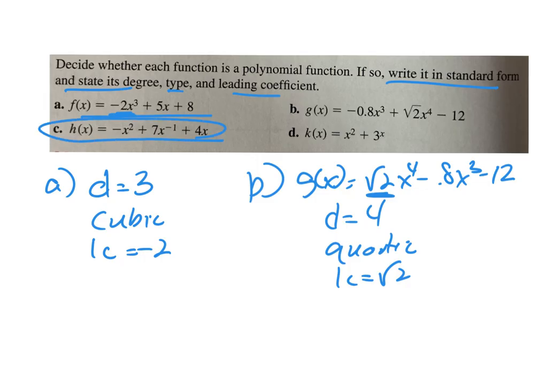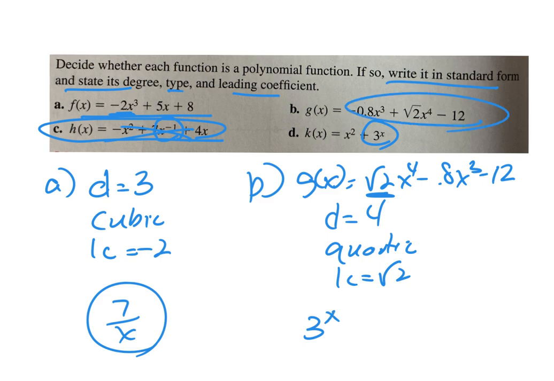Part C is not a polynomial because of that negative exponent. Remember, negative exponent flips things. If you have an x in your denominator, like that term would be 7 over x, you cannot have an x in your denominator and it be a polynomial. So that's not a polynomial at all. This one is also not a polynomial because you cannot have x as an exponent. Your exponents must be numbers. So that's also not even a polynomial, so we don't have to worry about the rest of the answer.